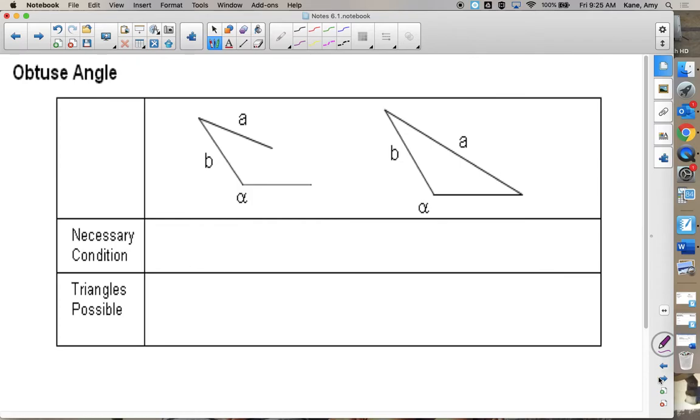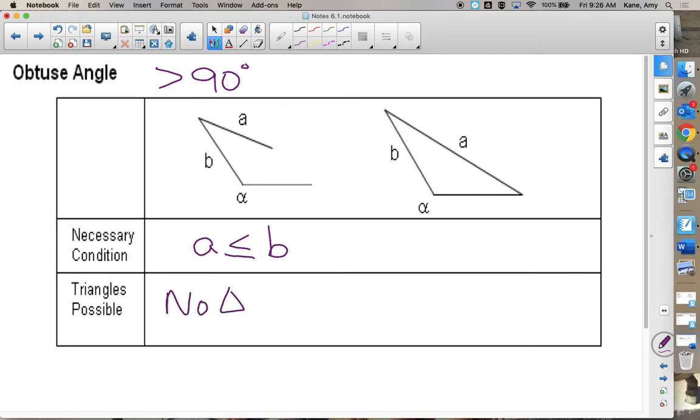The other 2 options are when our angle is obtuse, which means it's going to be greater than 90 degrees. In this case, the height we don't have to calculate because it's not inside the triangle. If I drew it, it would actually be outside of the triangle, and it doesn't affect whether there's a triangle or not. So the first condition: if A is less than or equal to B, so the side across from my given angle is less than or equal to the other side, there will never be a triangle.